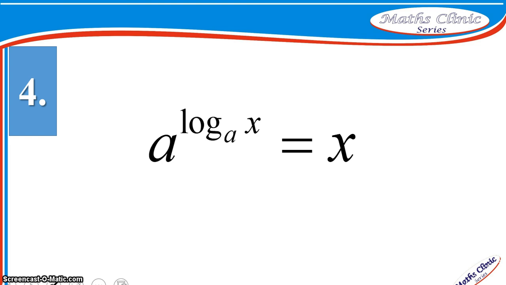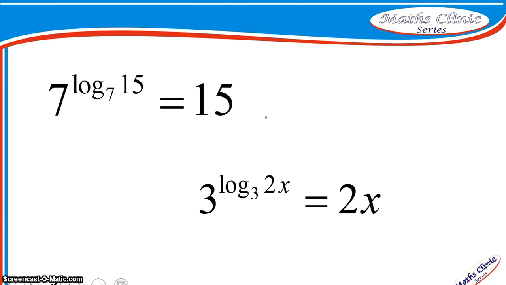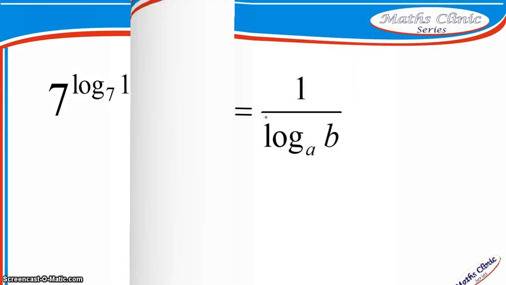Property number 4. We are going through 6 of them, so we are at number 4. Now check this one. If I have a number raised to an exponent of a log, so far as the base of the log remains the base of the number, then it means we are going to get the number inside the log as the result. That's a property. If I have 7 raised to the exponent of log base 7 of 15, then the answer is 15. 3 to the exponent log base 3 of 2x, then the answer will be 2x. That is as simple as that.